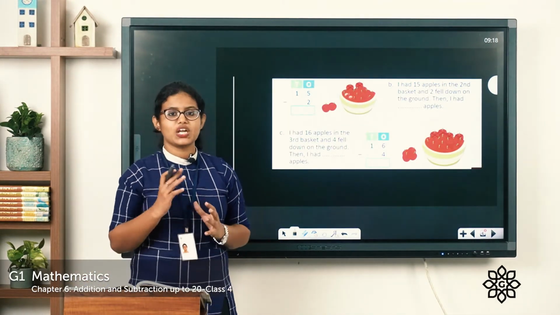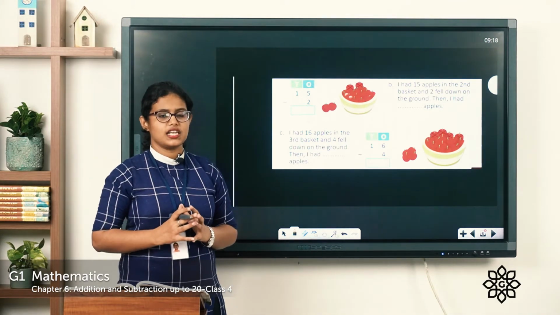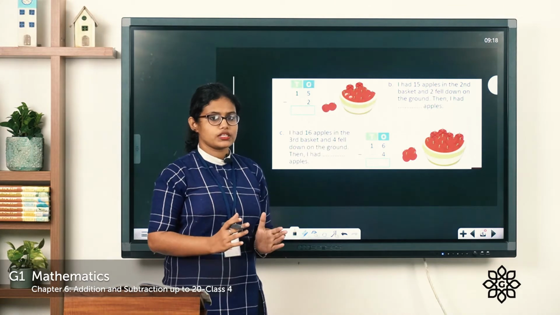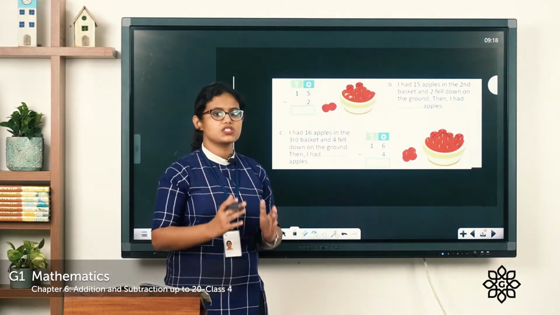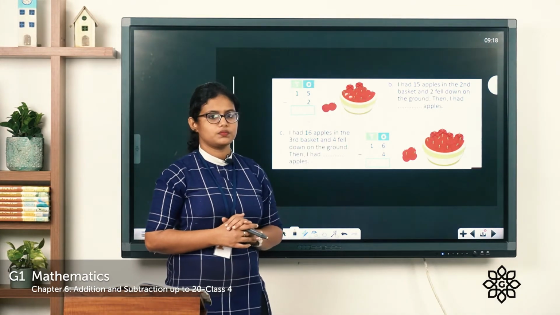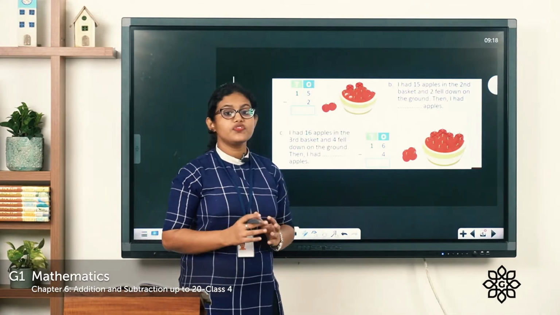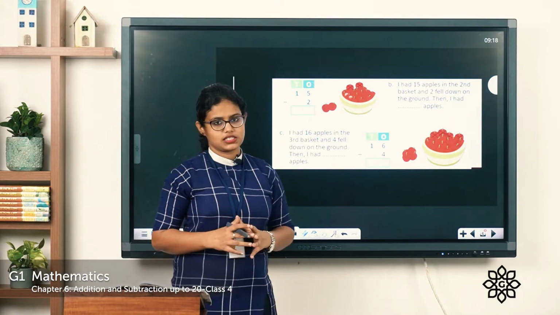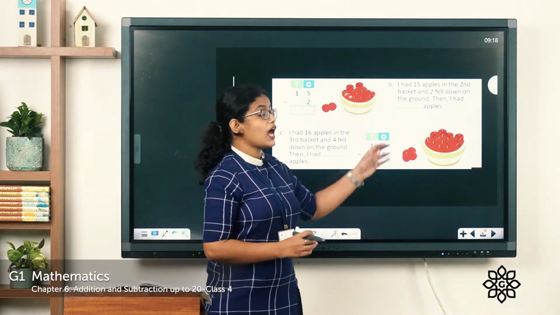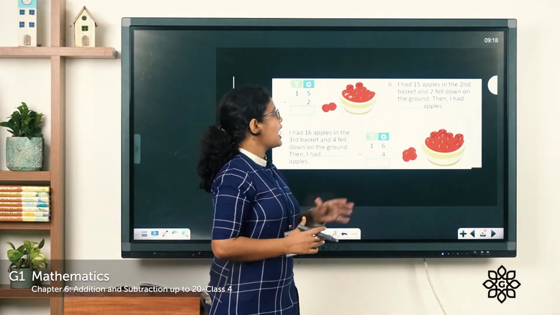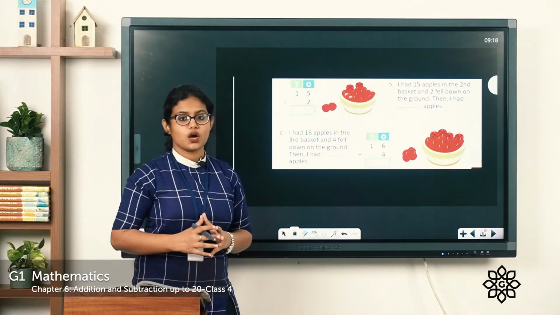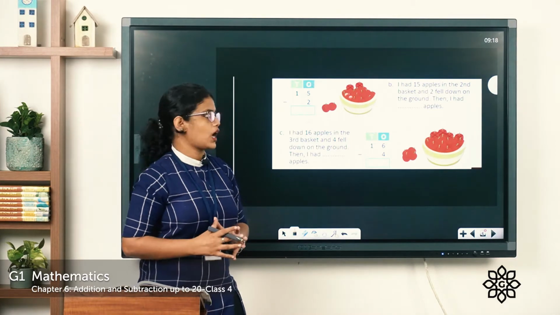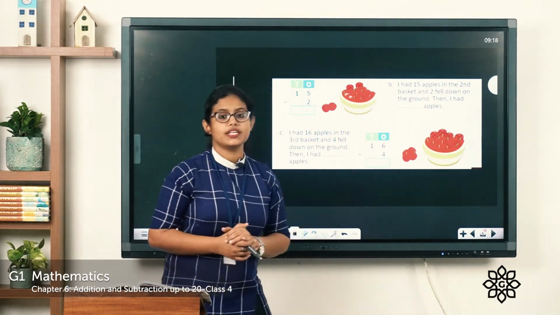Now you can take page number 89 and let's do the exercise. Let's see B. So let's read the question, understand it, and let's do the answers. So let's read it. I had 15 apples in the second basket. So this is the basket. How many apples are there? There are 15 apples. And 2 fell down on the ground. So how many fell down? 2 fell down on the ground. Then I had dash apples.